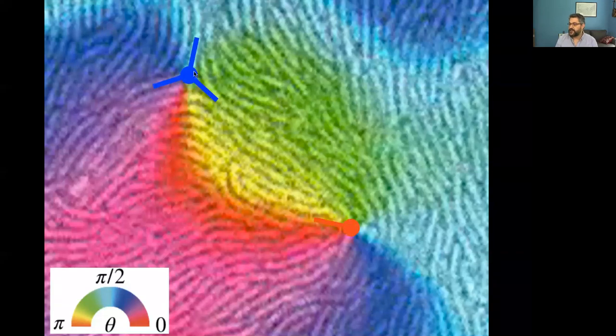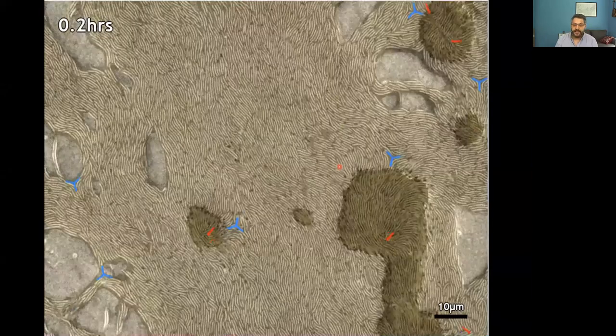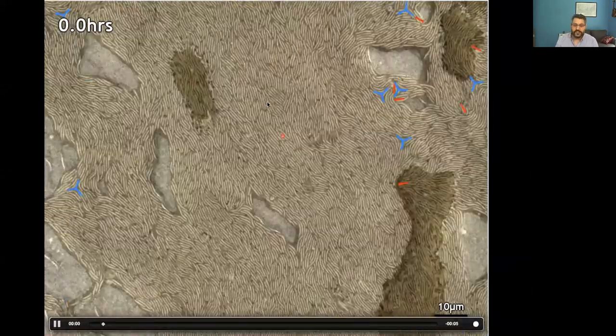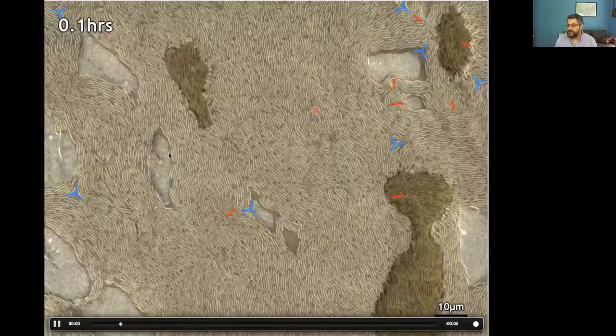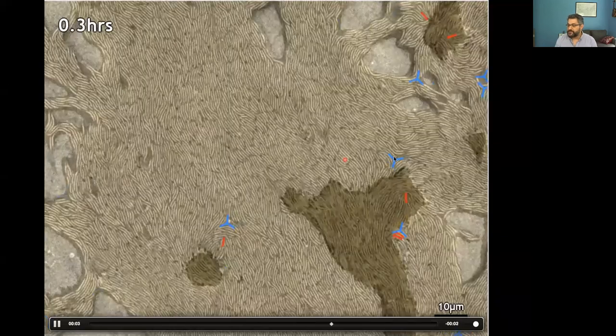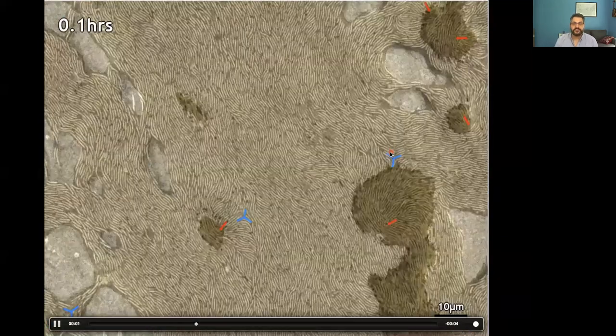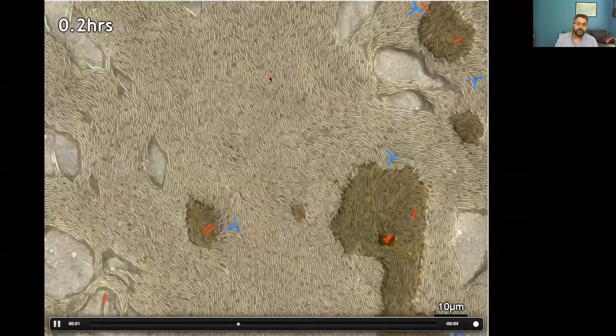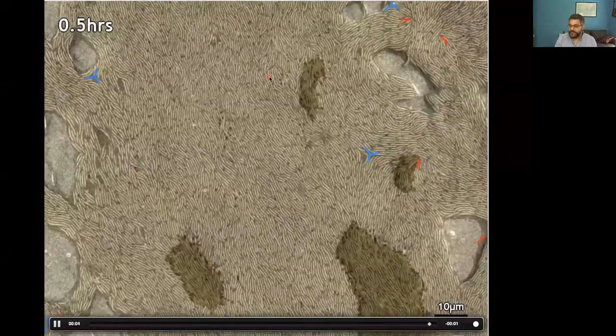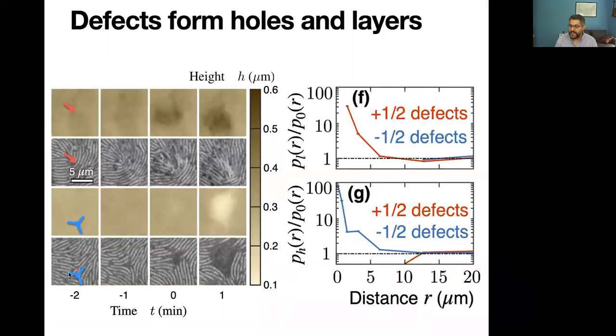Here we have a minus one half defect and a plus one half defect. And you can look at the location of these defects on the movie itself. And what you'll see if you look closely at this movie is that you get holes forming at the location of the blue threefold symmetric defects, these negative defects. And you have new layers, the dark structures, forming where you have a positive one-half defect. This is because at the location of a negative defect, I have flows essentially pointing outwards from the middle of that point. And so that opens up the structure into a hole.